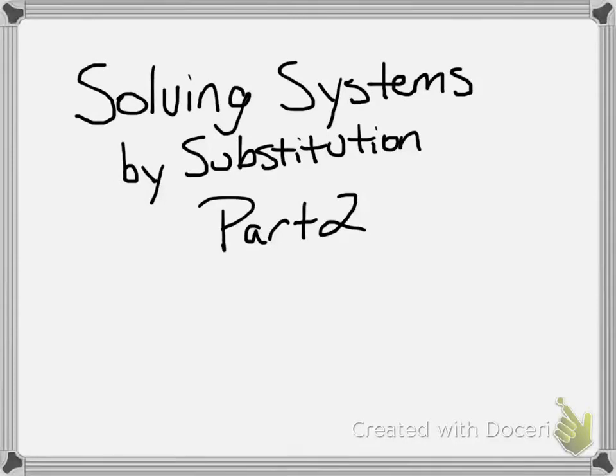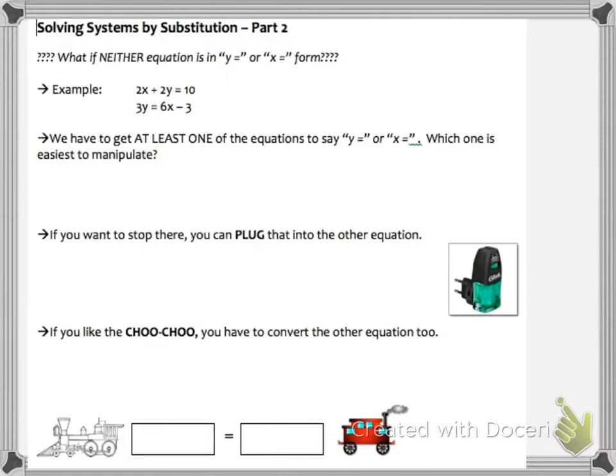Solving systems by substitution, part 2. Now that we've had some practice solving systems using substitution, where either one of the variables already said y equals or x equals, or both of the variables did, now we're going to look at some problems where neither one of the variables say y equals or x equals to start.